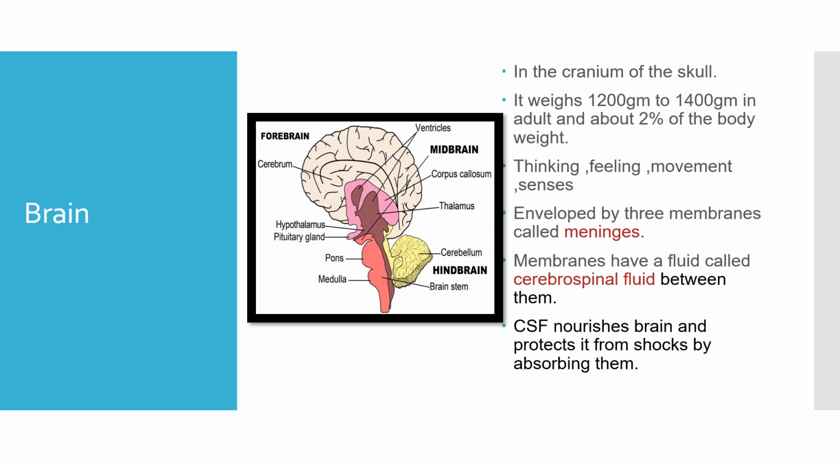So here we are going to discuss the brain. So where is the brain located? The brain is located in the cranium of the skull. Its general weight is about 1200 gram to 1400 gram in an adult, and about 2% of the body weight.